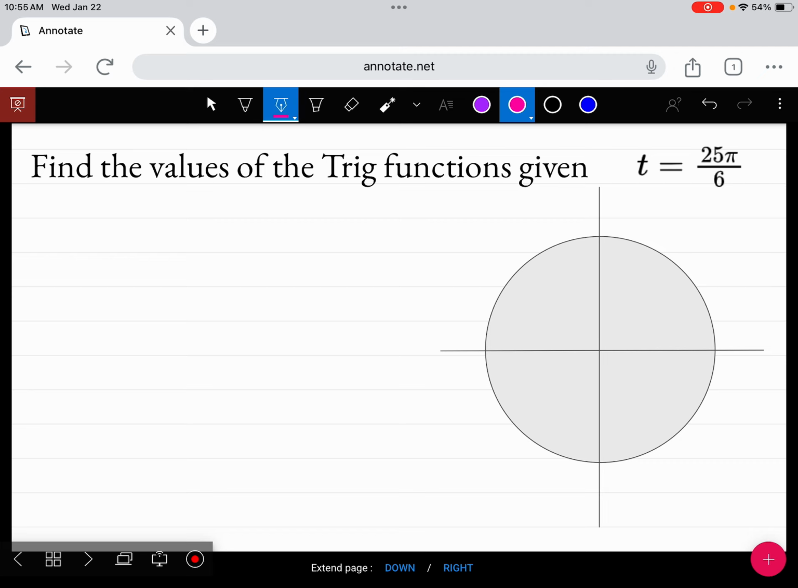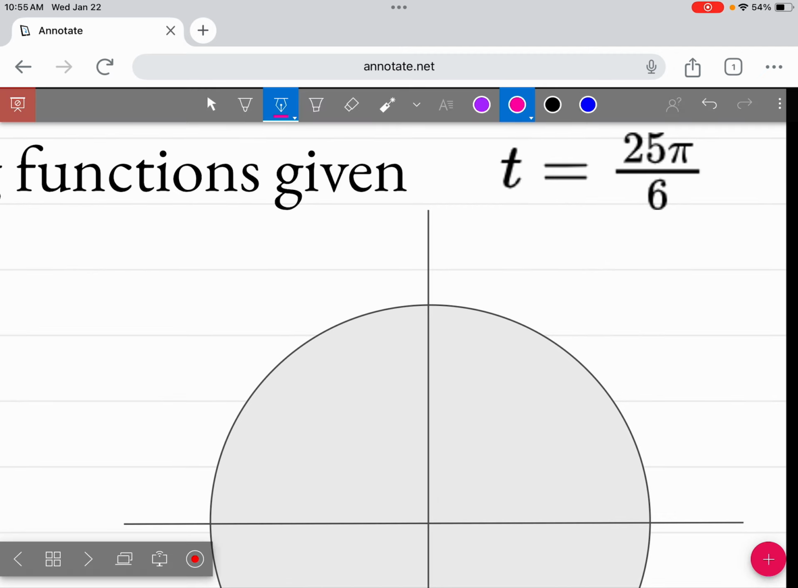Somewhere in the first quadrant. Why do we know it's in the first quadrant? Yeah, we're looking for some coterminal angles. So let's see what's a smaller angle that's coterminal. So we would take away 2 pi.